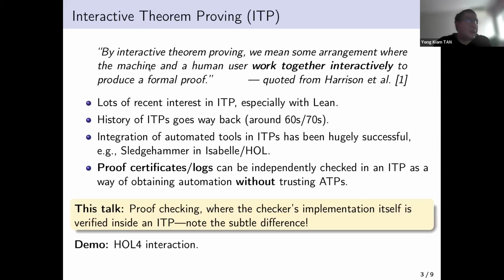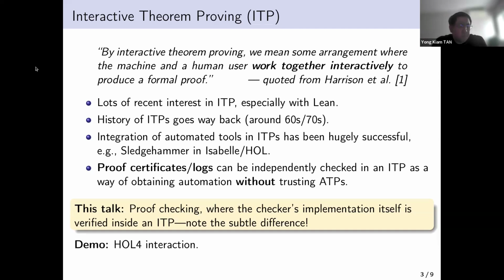Okay, so what is interactive theorem proving? Hopefully there are quite a few people in the audience who already know what it is. But just quoting from this paper by Harrison, essentially it's some kind of tool which allows humans to work interactively on a computer to produce some sort of formal proof. I'm sure many of us have heard of ITP recently. That's because of Lean. But actually, ITP really goes back almost to the beginnings of computer science and theorem proving, way back to the 60s and 70s.